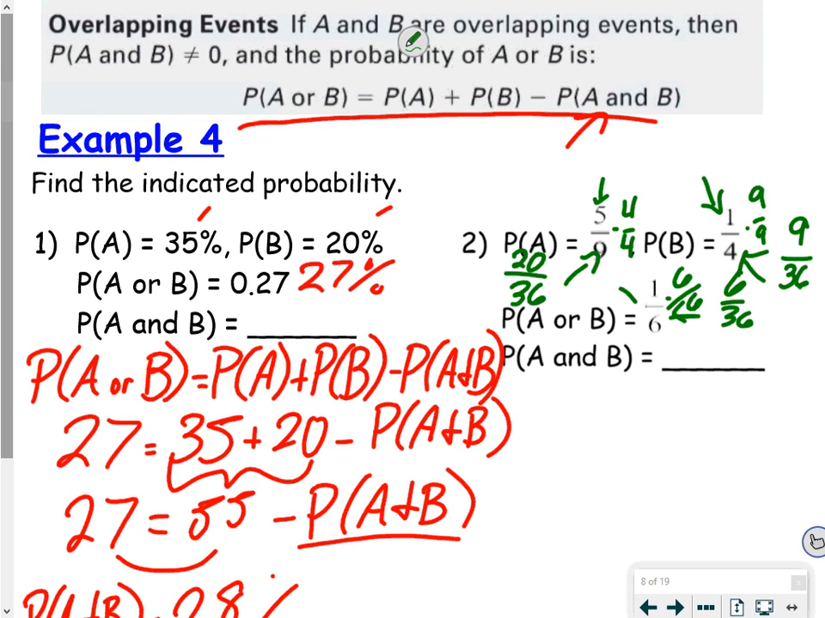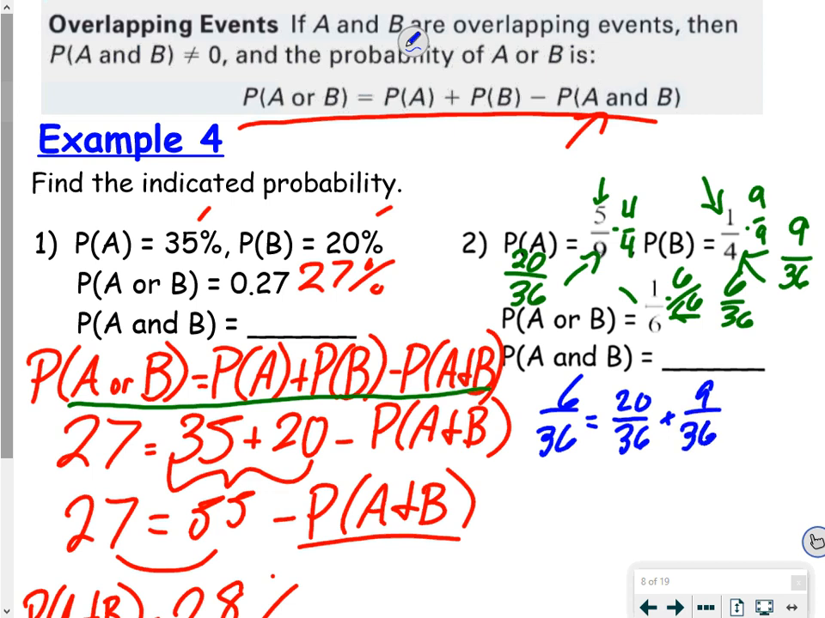And now we can plug it into the equation. I'm going to skip this first step of writing out the actual equation, so make sure you're listening. The probability of A or B is 6/36. That's going to equal the probability of A, which is 20/36, plus the probability of B, which is 9/36, minus the probability of A and B. I'm running out of space here on the board, so I'm just going to put X. That's what we're looking for, the probability of A and B.